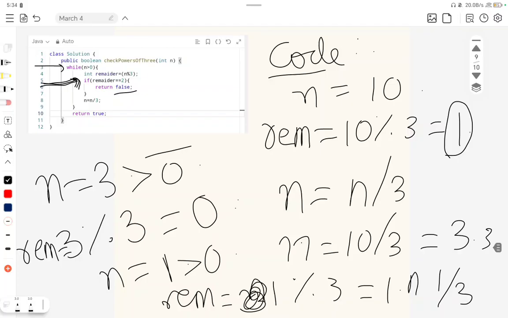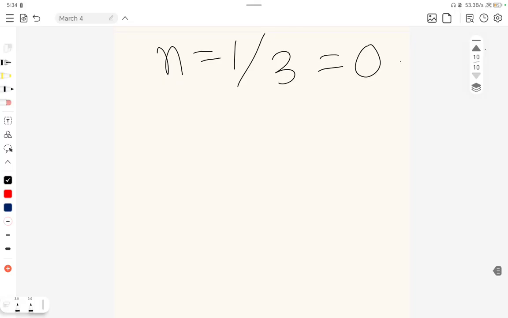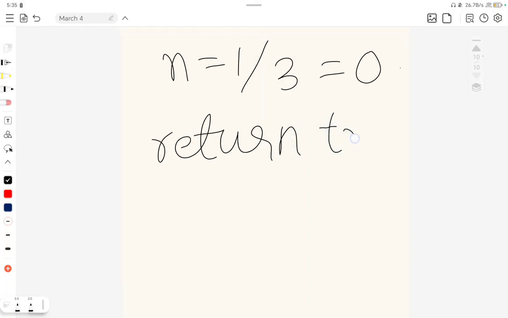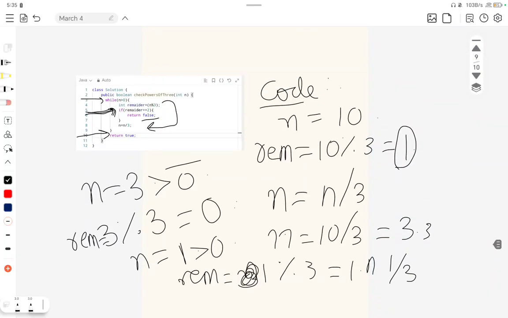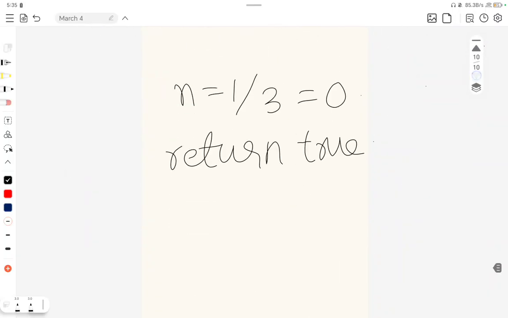Now it iterates completely through the while loop and goes to the next line, that is the 10th line. Now it returns true to the main function. I think all of you understand this solution and how we can approach it.